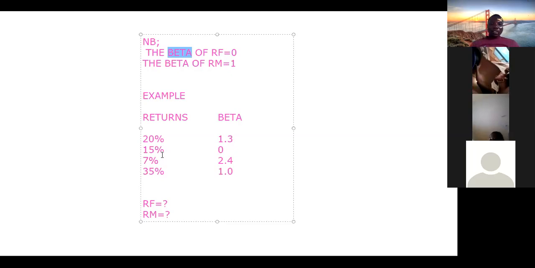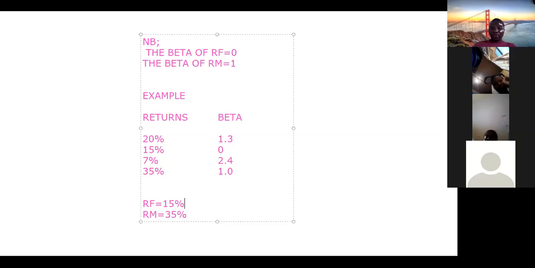So now looking at the question here, this is your RM. The beta of the market return is always equal to 1. So you just look at the beta. Which of the beta is 1? If the beta here is 1, then this is the market return. So your RM is equal to 35%. Okay, RF. The beta of the risk-free rate of return is always equal to 0. Which of the beta here is 0? Then just look at it. Then my RF is equal to 15%.